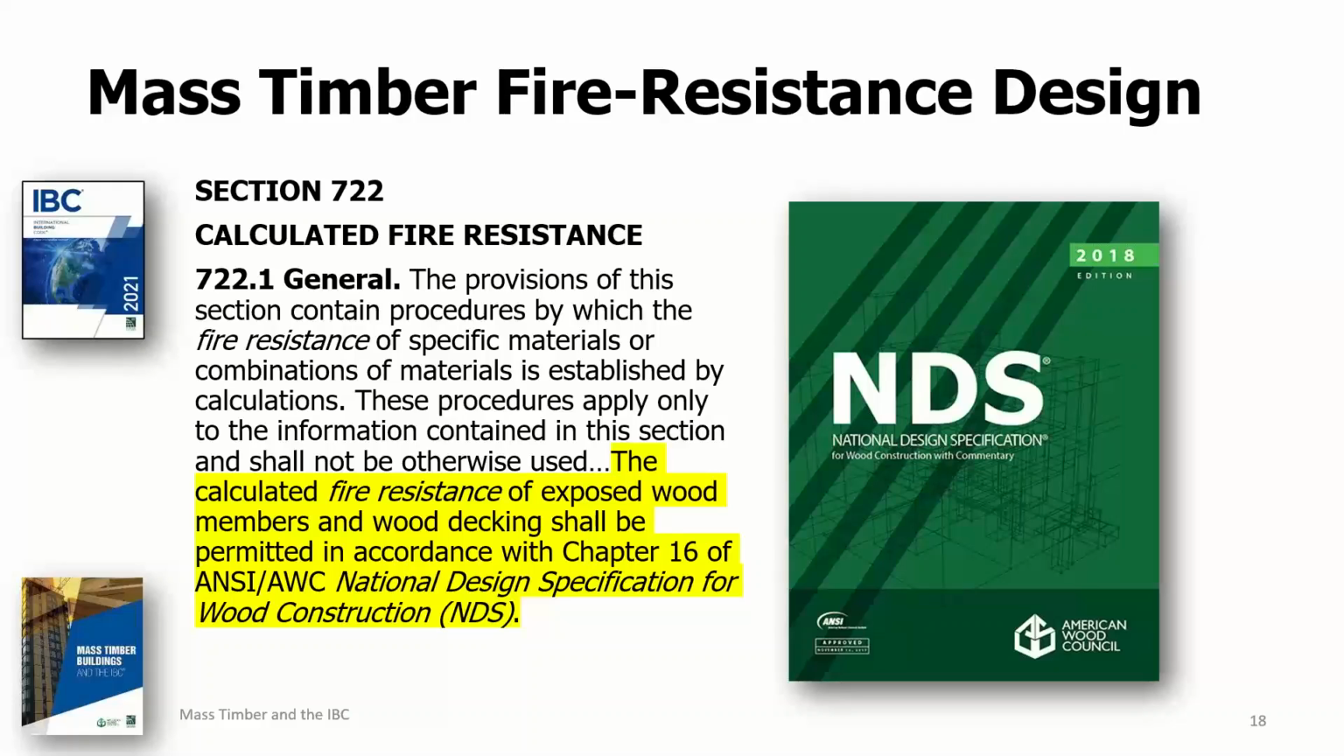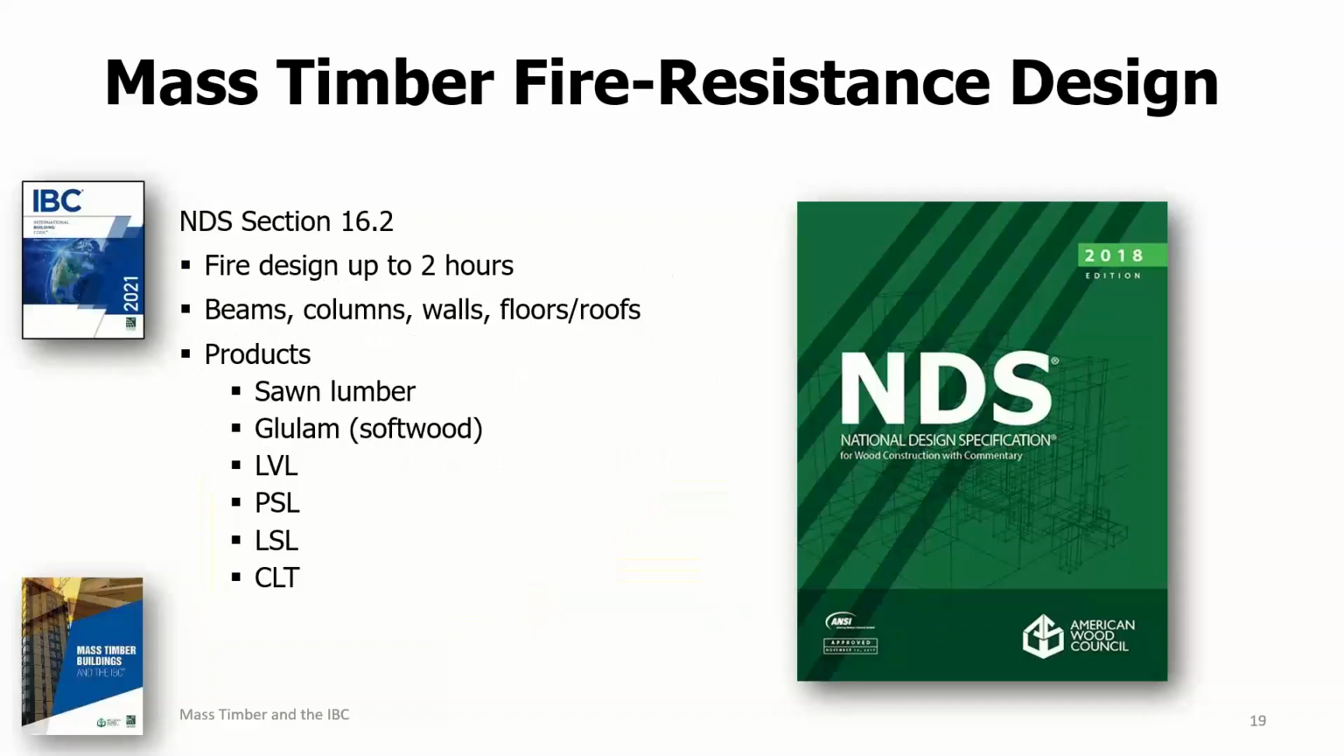Here's the actual code language from IBC section 722.1, which deals with the calculated fire resistance. As you can see in the highlighted portion here, Chapter 16 of the NDS is the reference standard that's given for calculation of fire resistance for exposed wood members and wood decking. So this chapter allows the fire design of exposed wood members for fire resistance ratings up to 2 hours. It applies to any exposed wood member, including those in beams, columns, wall assemblies, floor ceiling assemblies, and roof ceiling assemblies.